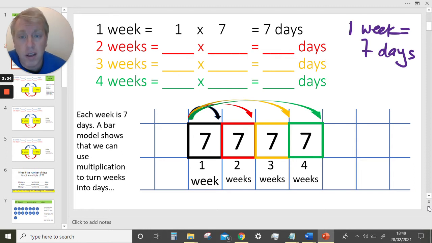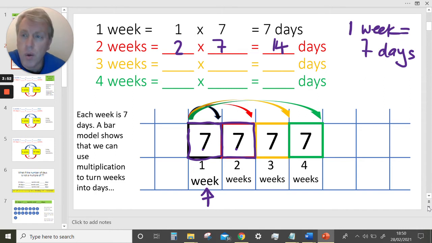So 1 week, here, 1 week is 7 days. It's one lot of 7 days. If we get 2 weeks, well, it's 7 here in the first week, 7 in the next week, it's 2 7s, so it's 2 times 7 is 14. 14 days. 2 weeks, 14 days.